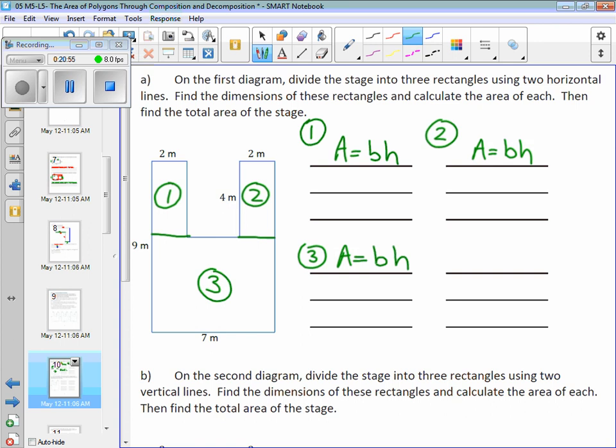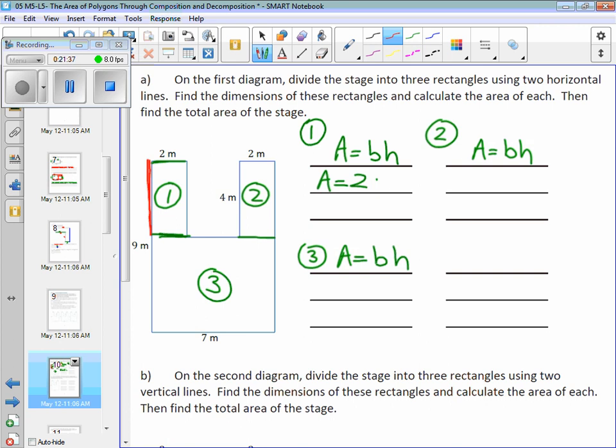Okay, let's look at rectangle 1. What's the base of rectangle 1? Look again. Right. If this is 2, this is 2. My base is 2. Now the hard part. I don't know what this is. They don't tell us what this is, but they do tell us this whole piece is 9. So we have to look somewhere else in the shape to figure out what this piece is.